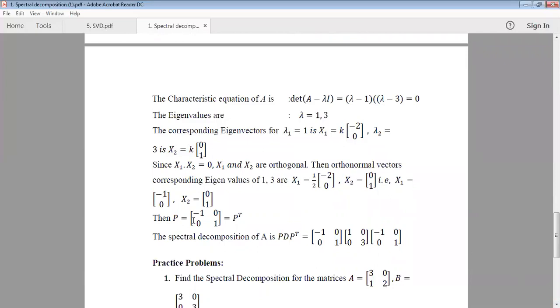So now write matrix P. The first column is x1 by norm x1, that is (minus 1, 0). The second column is x2, which is (0, 1). The spectral decomposition of A is P D P transpose. Matrix P is minus 1 0, 0 1, D is 1 0, 0 3, and P transpose is minus 1 0, 0 1. If we calculate the product of these three matrices, that gives A. So this is the spectral decomposition.